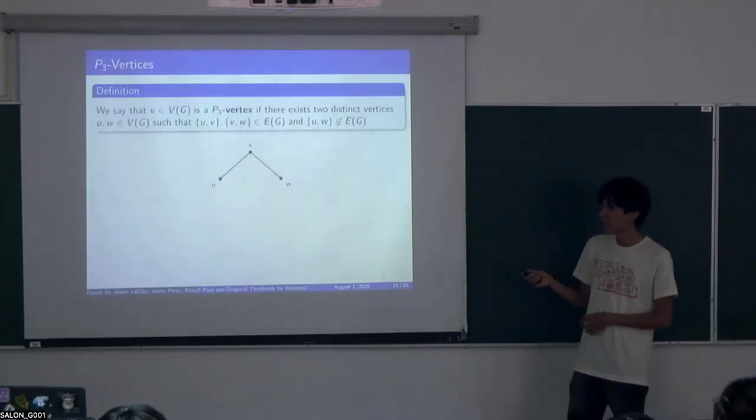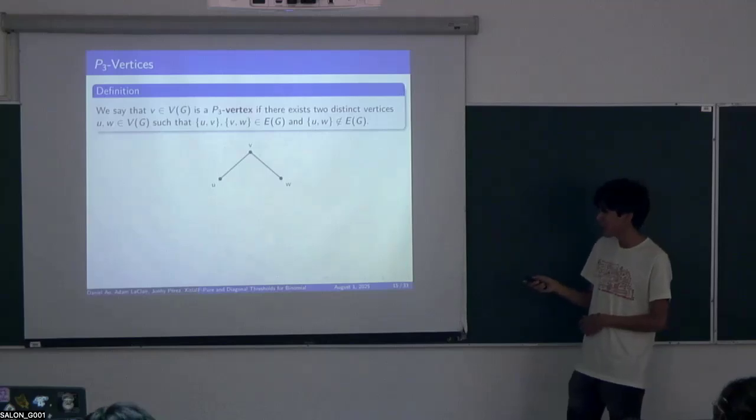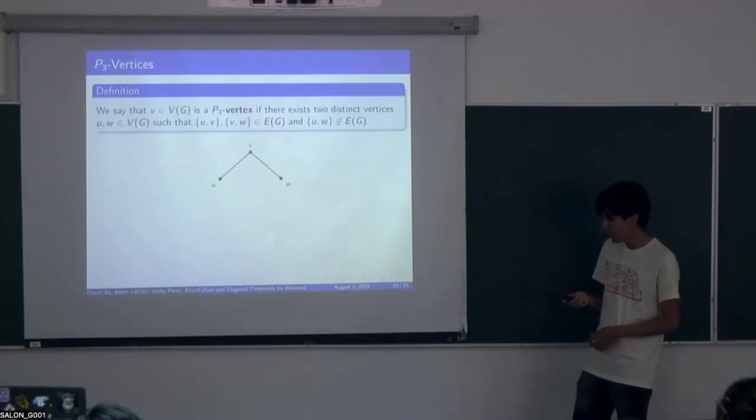We say that a vertex v is P3 if there exist two distinct vertices u and w such that uv is an edge, vw is also an edge, but uw is not an edge. So that's the picture to have in mind. And it's called P3 because if you take the induced graph on those three vertices, it's a P3 graph. And we have the following result.